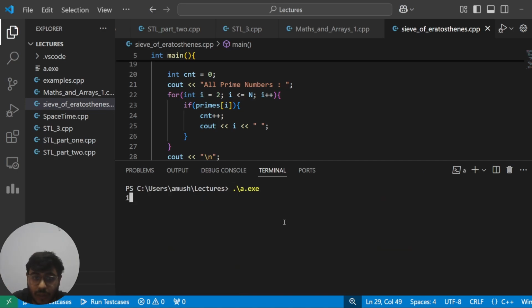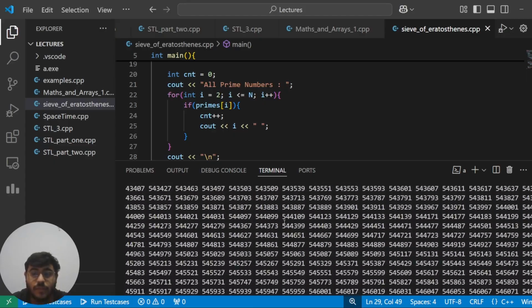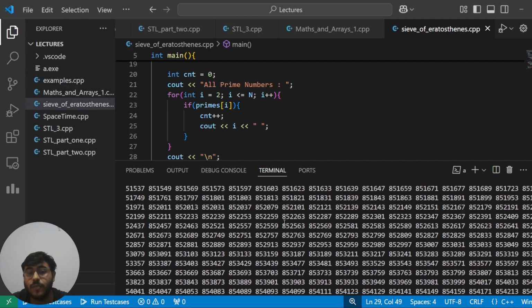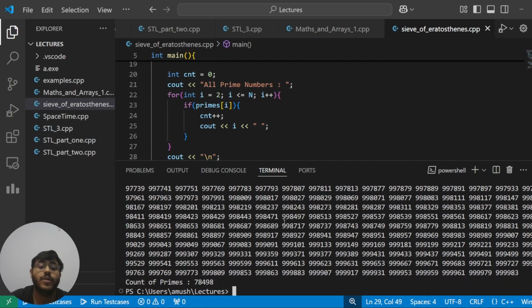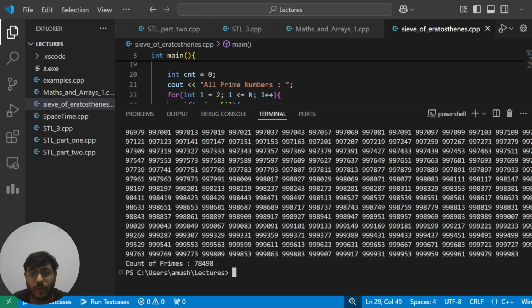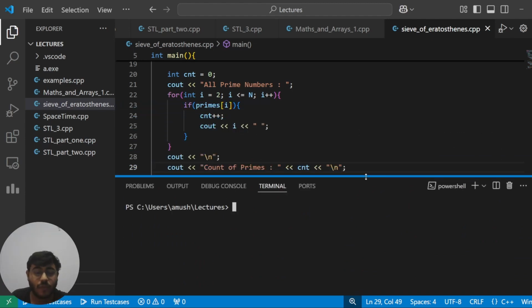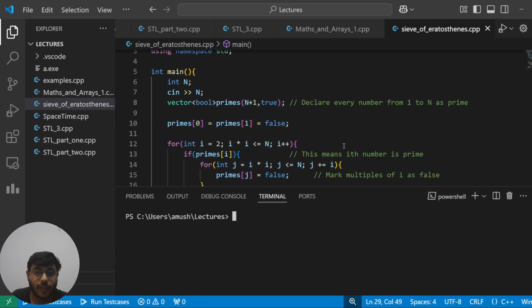If you go up to 10 to the power of 6, let's take 10 to the power of 6. We can see it's working. Okay, it's basically printing. Yeah. So we have got our value. We can see it is around 78,498 prime numbers from 1 up to 10 to the power of 6. Right. So in this way, basically, you will use sieve to get all the prime numbers from 1 up to n. But the thing is, we have written this.